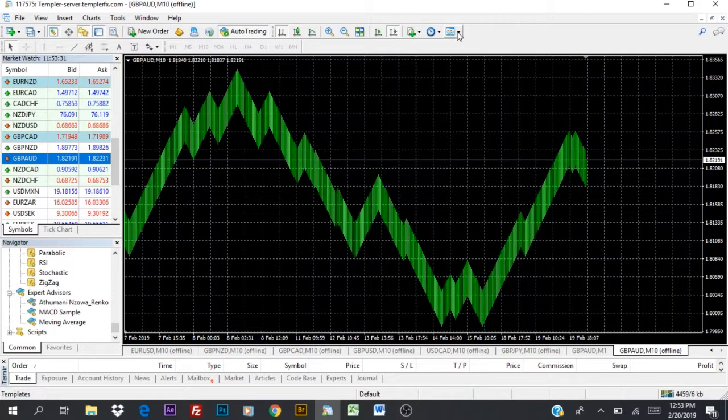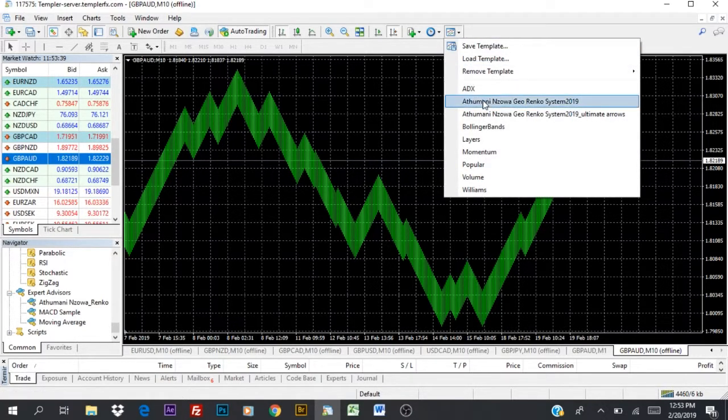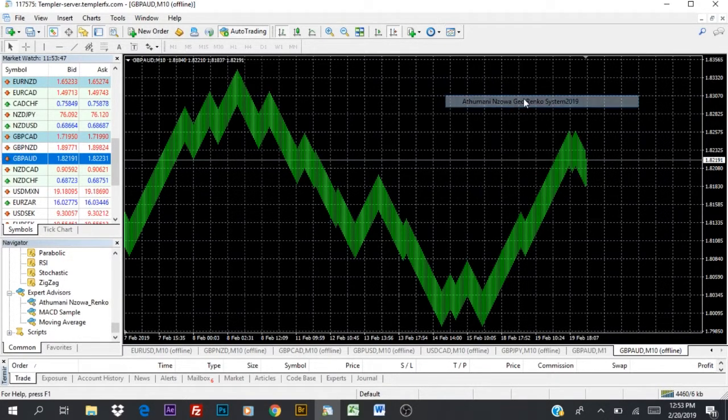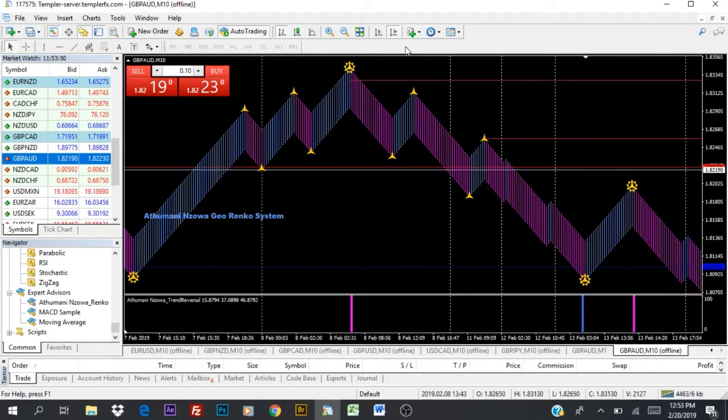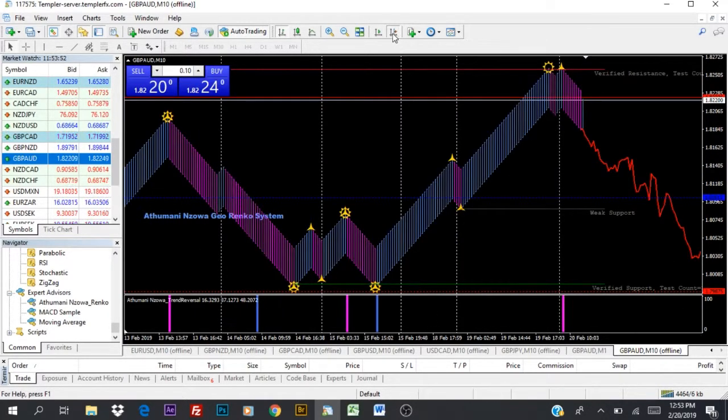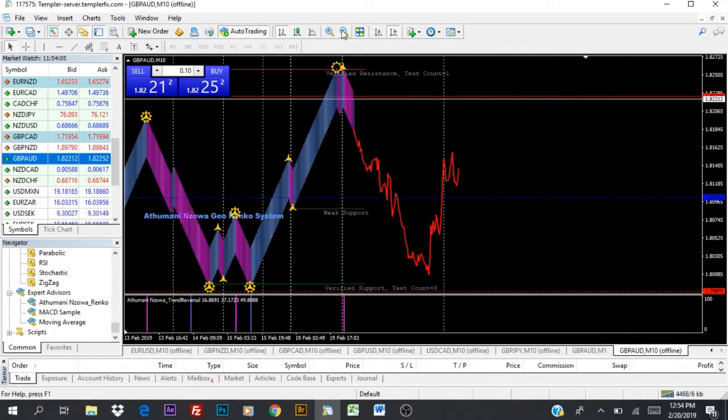So at the end of the day, how do we now put the indicators in our chart? We just come here to templates, and then we select the template that we installed before. So we're going to take Athumani Geo Renko System. Here we are. So you're going to get something like this. In order to see the end of the chart, you just click here on Shift End of the chart from the right border. So this is our Renko chart with the indicators that we have put.